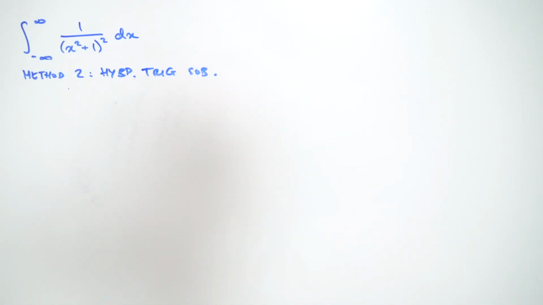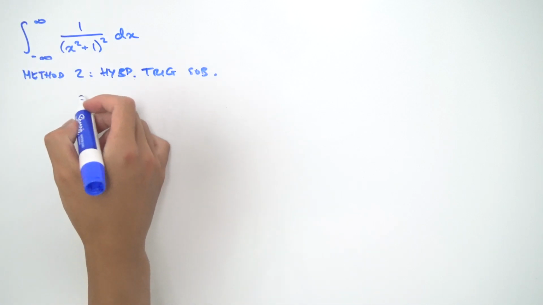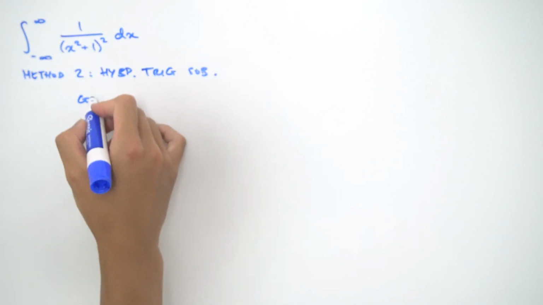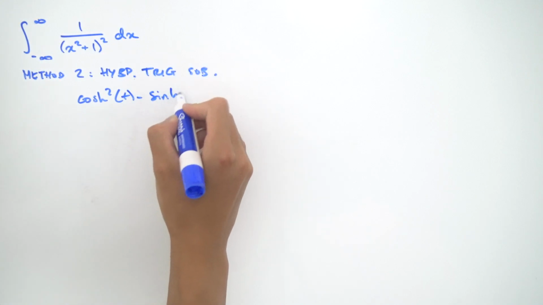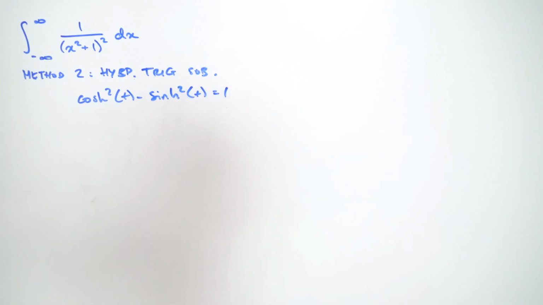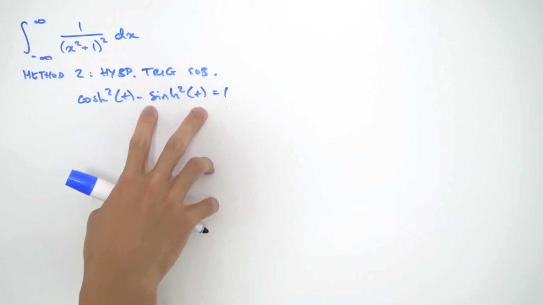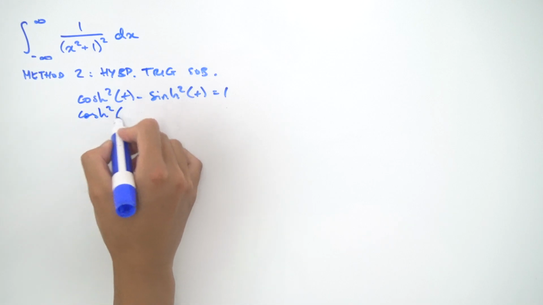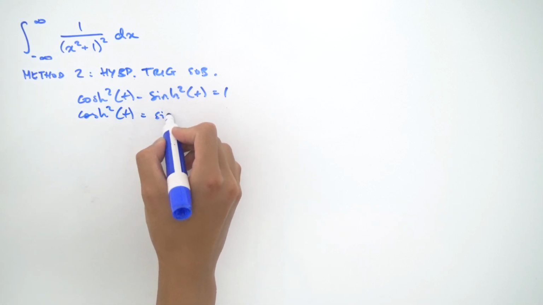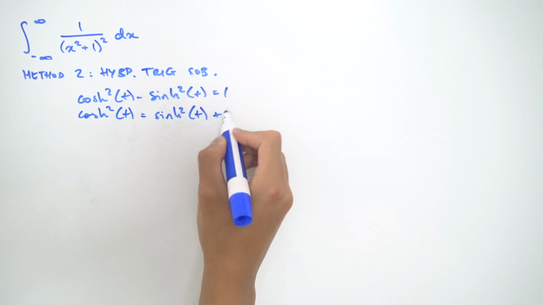So very similar concept to start off with. We want to think of some kind of hyperbolic trig identity that nicely matches with what we have in here. And I want to look at the hyperbolic trig identity, cosh squared of t minus sinh squared of t is equal to 1. And from here, let's add sinh squared on both sides. So we're going to get cosh squared of t is equal to sinh squared of t plus 1.